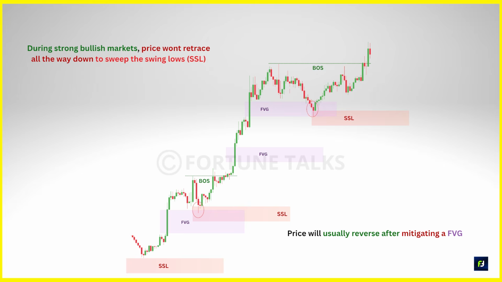But that doesn't mean it doesn't visit the sell-side liquidity. That's not true. There are multiple occasions where the price will retrace even deeper to draw on the sell-side liquidity and then reverse higher to draw on the buy-side liquidity. We will look at such cases next.